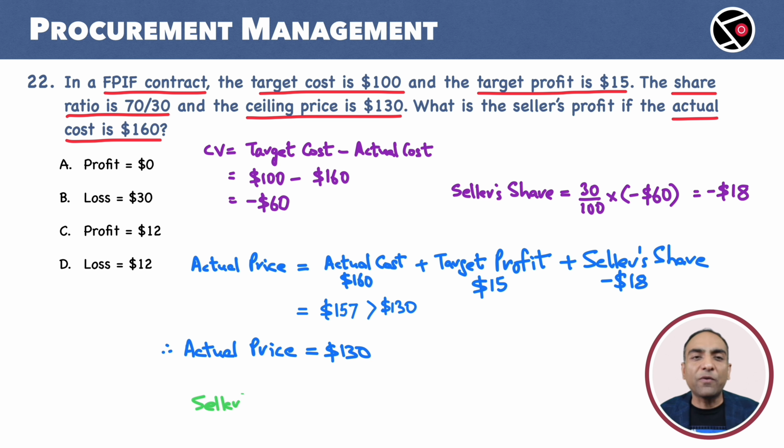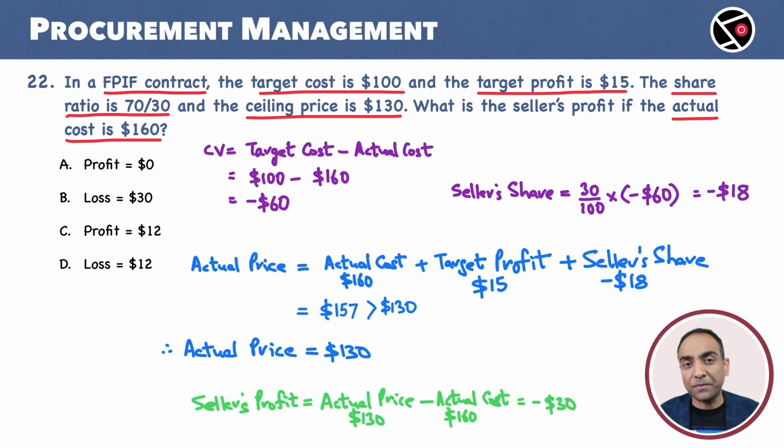Now the seller's profit will be the actual price. Seller gets $130 from the buyer minus the actual cost, $160. Seller's profit is minus 30. Minus indicates a loss. Seller's loss is $30. B is the correct choice.